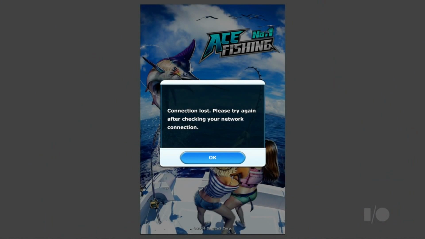Even before we get to the game, let's talk about mobile networks. It's really important to understand each of your local markets, especially what their mobile infrastructure looks like. This is an example of me downloading a game called Ace Fishing from Com2S, and it's actually a pretty good fishing game. But some of these games require a constant network connection.